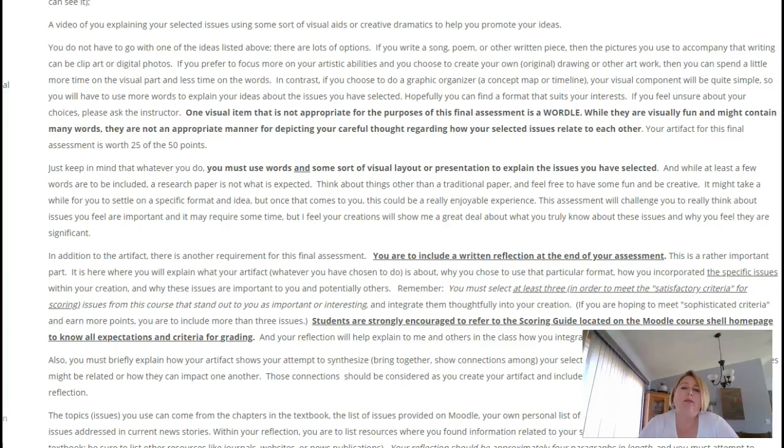One caution I would have for you for this final project is that in the past, I've had some students that have used the tool Wordle, which is a fun tool. I really enjoy seeing them, but for this particular project, it is not acceptable and will not be accepted as a final artifact. So please just know that Wordles are not to be used in your final representation of all of your issues.